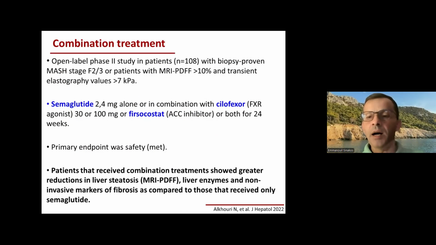So I chose to show you one of these studies, which is a combination study in biopsy-proven MASH stage F2 or F3 patients. The drugs that were used are semaglutide in the dose of 2.4 milligrams, along with cilofexor, which is an FXR agonist, and firsocostat, an ACC inhibitor, which is actually an anti-fibrotic agent. The primary endpoint was safety.